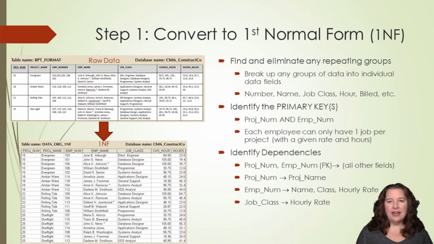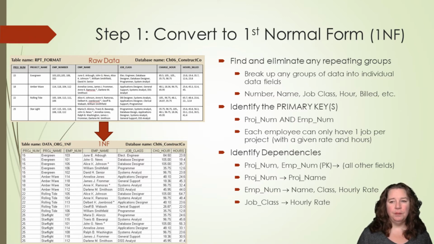Once we've done that, now we need to step back and go, what are the primary keys? So if you looked at the raw data, you might think the primary key was the project number because that was the first field and everything was kind of grouped by that. But if you look at the data after you've broken up your groups, you'll see project number doesn't cut it anymore because we have 6 values for the same project number. That can't be a key. It's not unique.